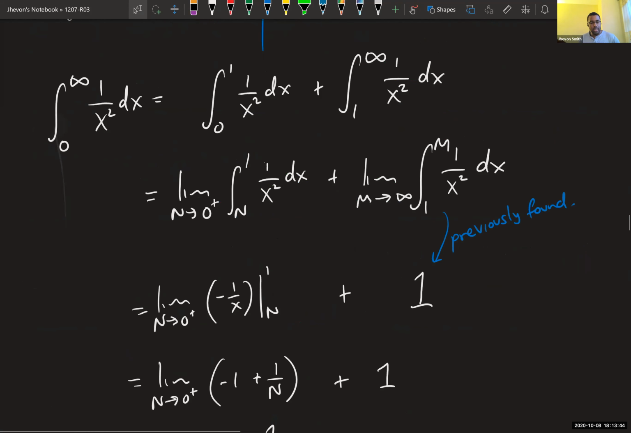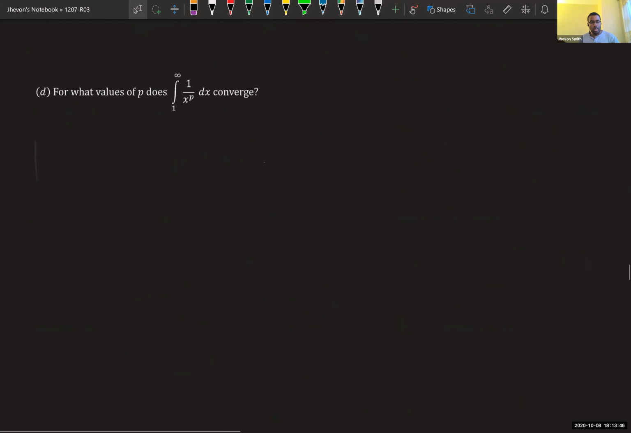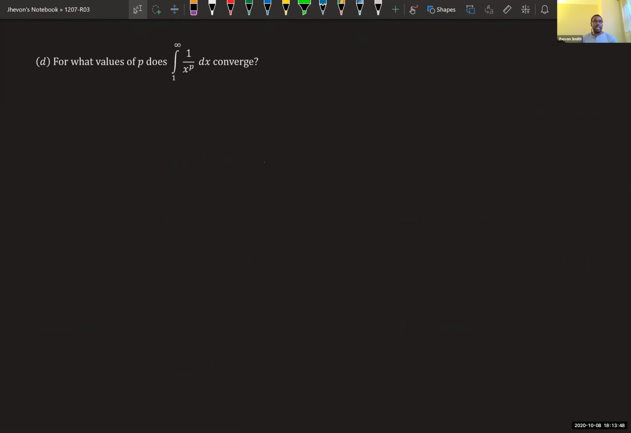I want to find some sort of general idea that can apply to any such integral, 1 over x to the p from 1 to infinity. Now it turns out that in this case, we need to actually break this up into cases, because depending on the value of p, the situation can be very different. For example, if p equals 1, I would get 1 over x.